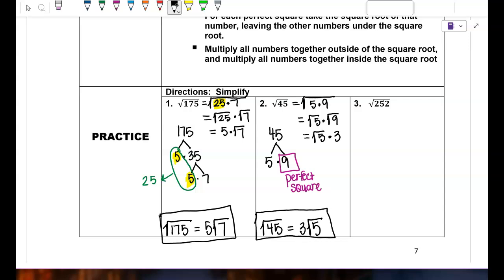If you were ever wanting to check your work, you could square the number outside and multiply it by the number inside, and you should be back to that number. So 3 squared is 9. 9 times 5 is 45. So I'm back to where I started. Now, some numbers are smaller than others, making it easier.